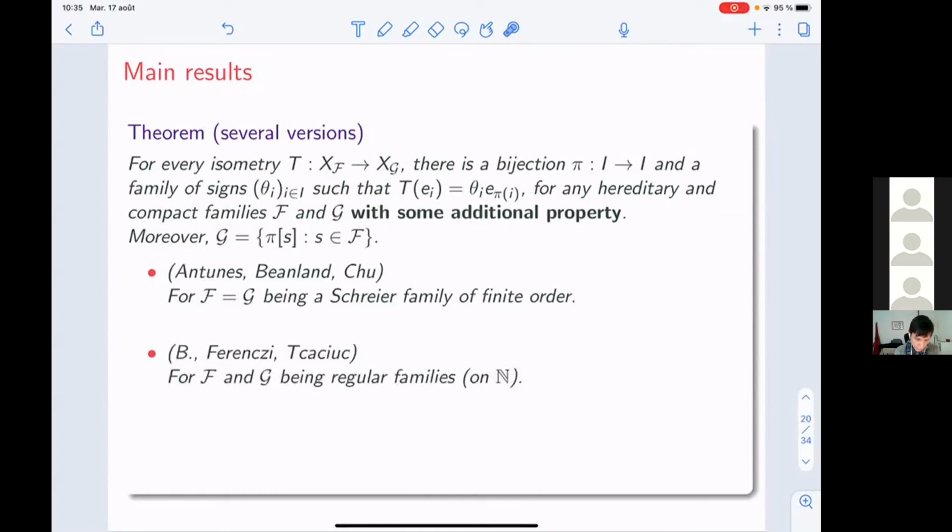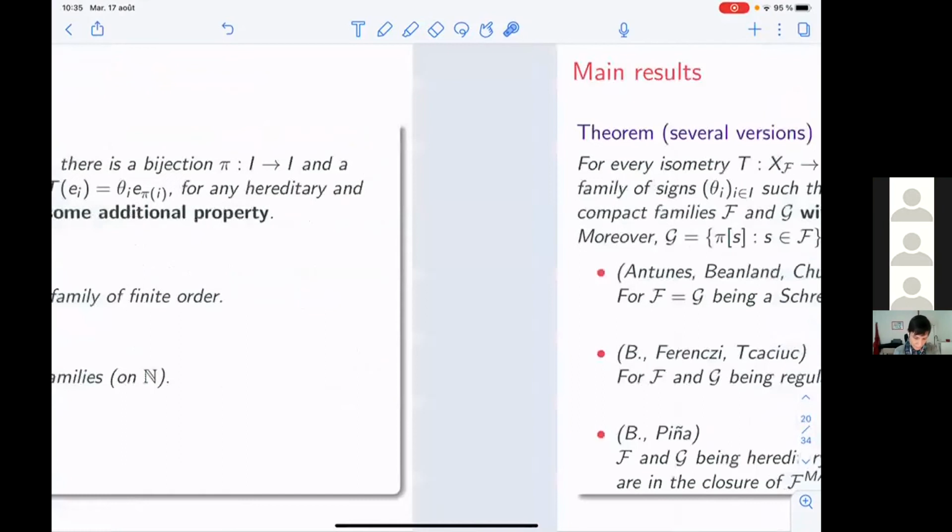Later, together with Ferenczi and Kochanek, we got the same result, but now for F and G not necessarily being the same, but they are regular families on N. So in particular, when I say regular here, the important additional property is that it is spreading. And this is the version together with them.